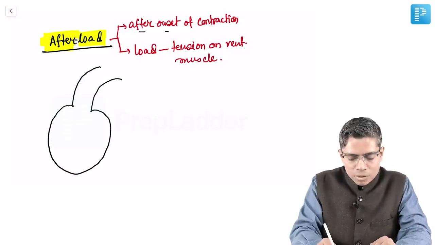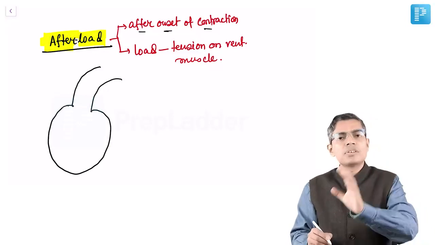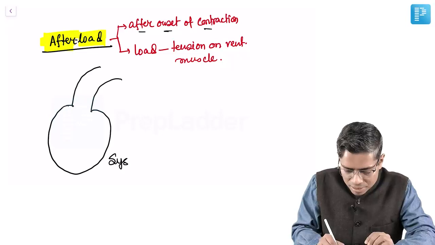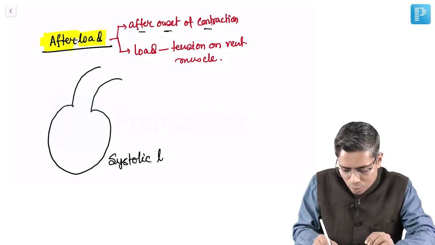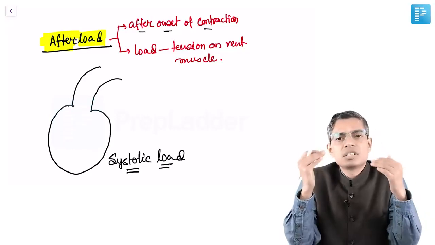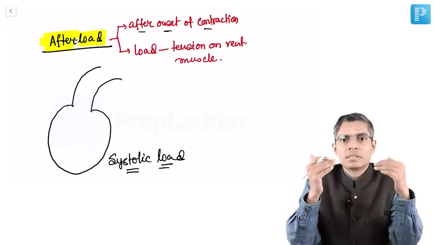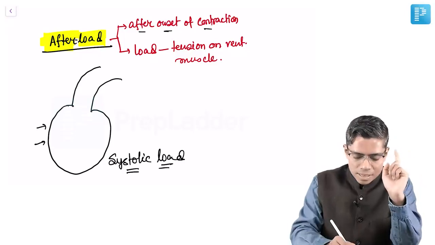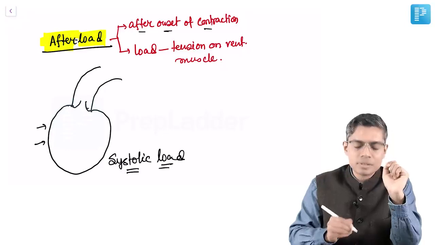So this is after the onset of contraction. After the onset of contraction means you are measuring the load during systole or diastole. Obviously, this is the systolic load. So first of all, you remember this, that afterload means you are measuring the systolic load. So whenever the ventricle is contracting during systole, the first target of the ventricle is to open up this semilunar valve.